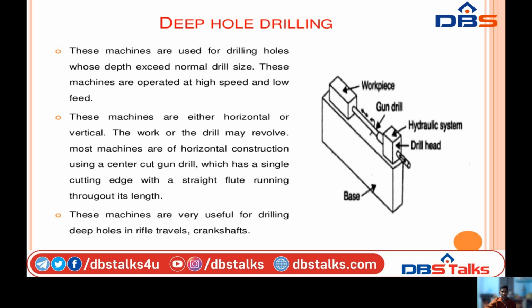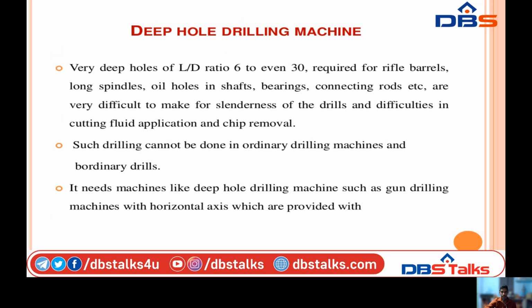These machines are either horizontal or vertical. Here I am showing a horizontal deep hole drilling machine. These machines are usable for drilling deep holes in rifle barrels and crankshafts. Very deep holes of length to diameter ratio 6 to even 30 are required for rifle barrels, long spindles, oil holes in shafts, bearings, connecting rods. In these areas we are using deep hole drilling machines.